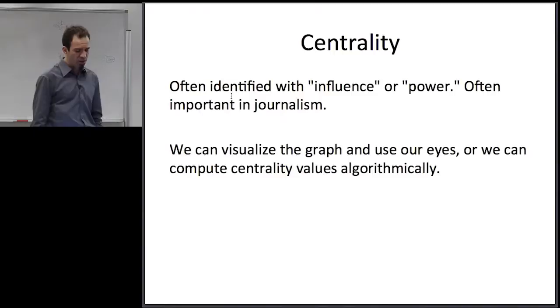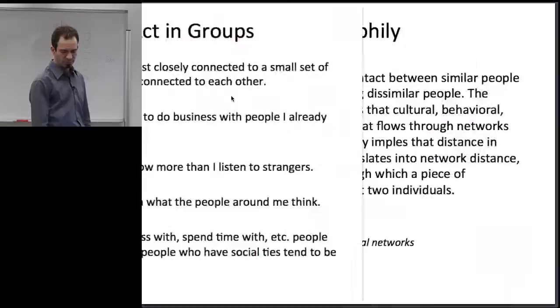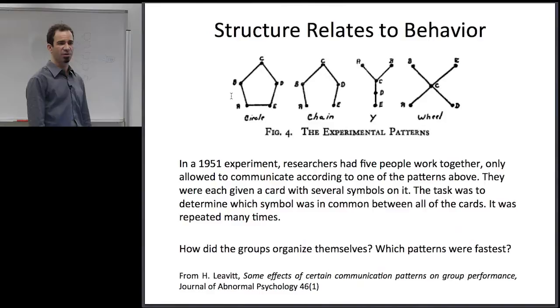The argument that I'm making is that from the shape of the network, we can determine who is influential. And it's pretty much what you would think. So who's the most influential person in these graphs? C, yeah.